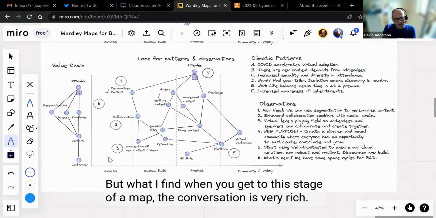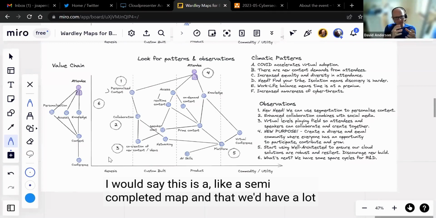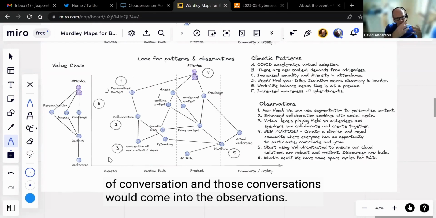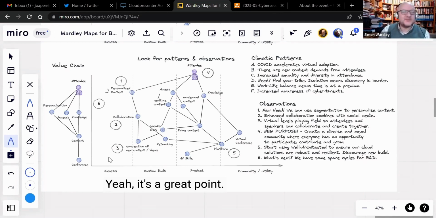But what I find when you get to this stage of a map, the conversation is very rich. I would say this is like a semi-completed map, and we'd have a lot of conversation, and those conversations would come into the observations. That's how we try and capture them. Yeah, it's a great point.